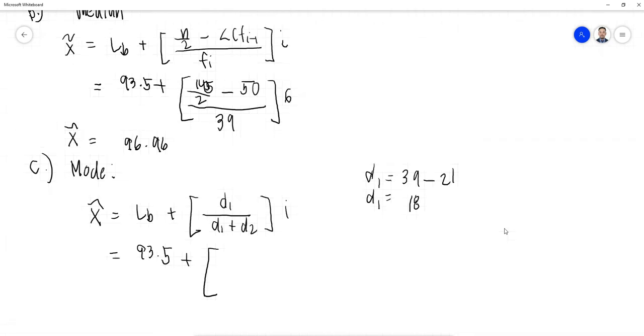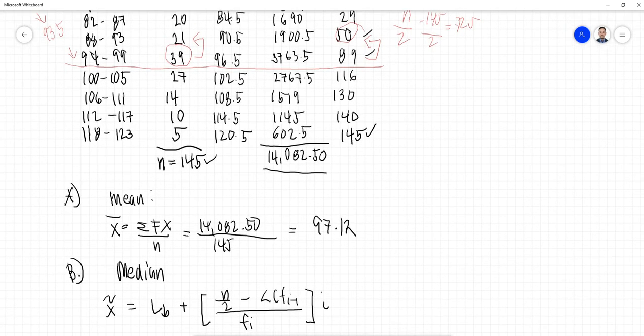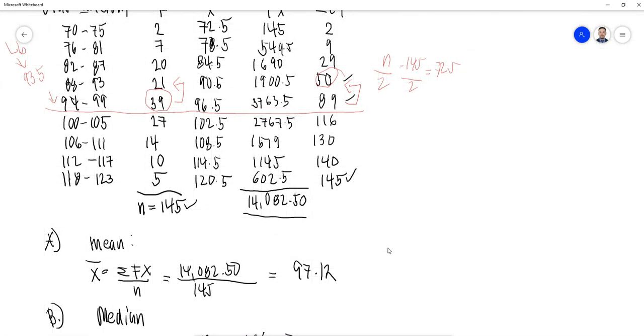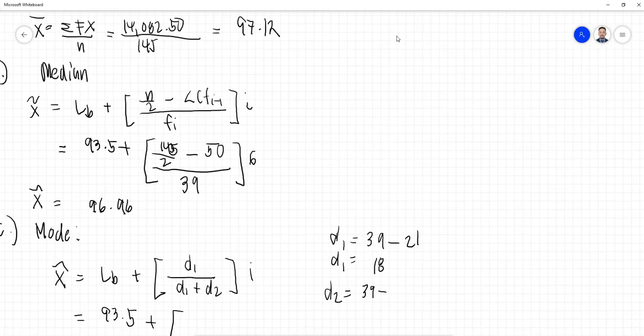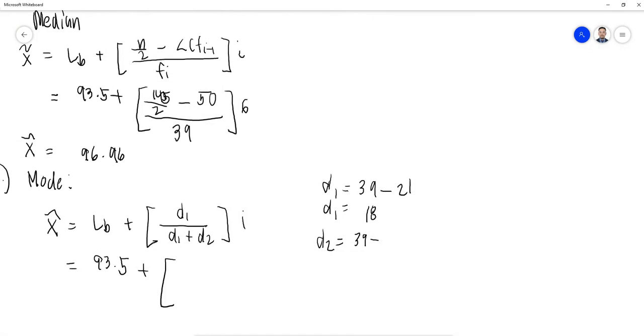For d sub 2, d sub 2 is the modal class minus the frequency after the modal class. The frequency after the modal class is 27. So we put here 27. Therefore, d sub 2 is 39 minus 27. This equals to 12. Now we substitute the values here.